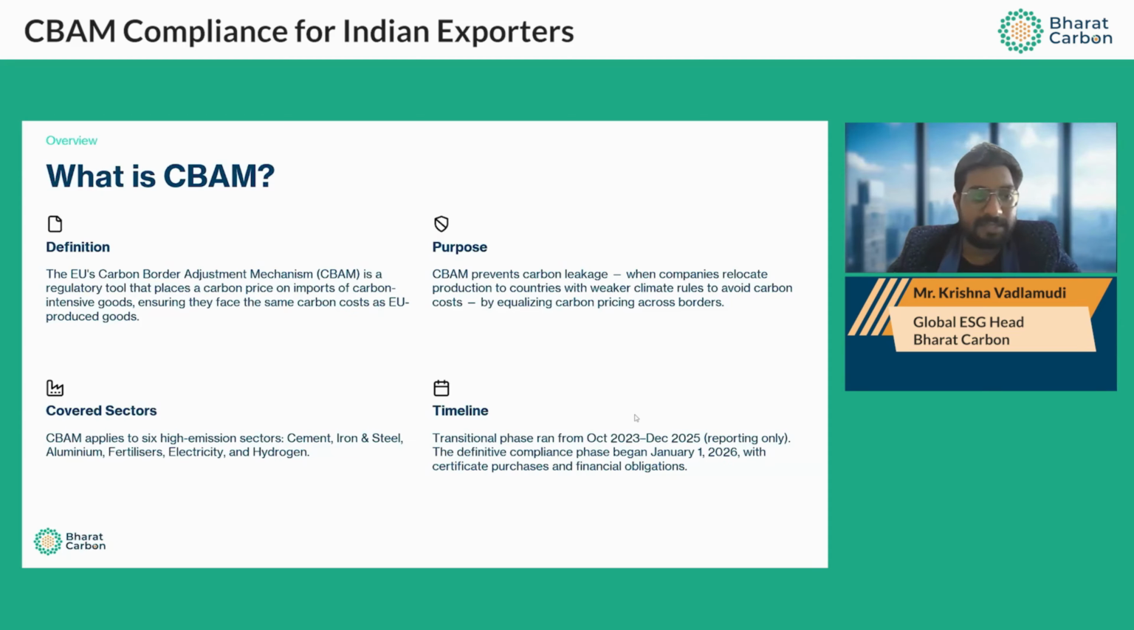So what sectors are covered? There are six highly emitting sectors: cement, iron and steel, aluminium, fertilizers, electricity and hydrogen. Initially there was only a reporting phase, which we call the transitional phase, from October 2023 until 2025. Now we have already entered the definitive phase, so it has become mandatory, and there is a financial liability from January 1st.